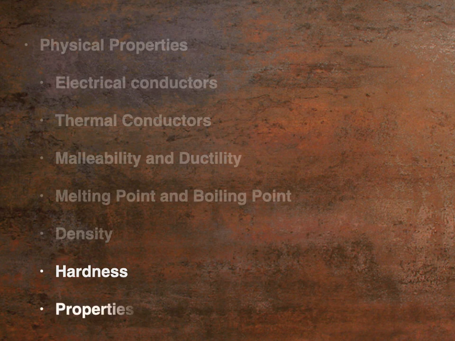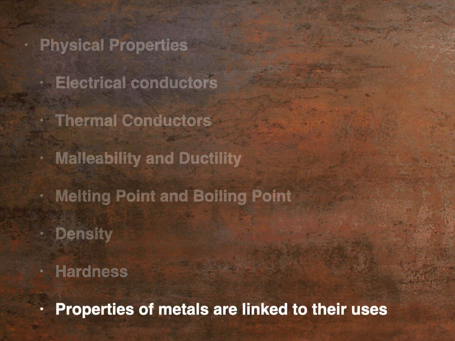We've noted as well that the properties of metals tend to be linked to their uses. So we choose a metal with low density to make things that we want to be light. We choose a highly malleable metal if we want to be able to shape it easily.